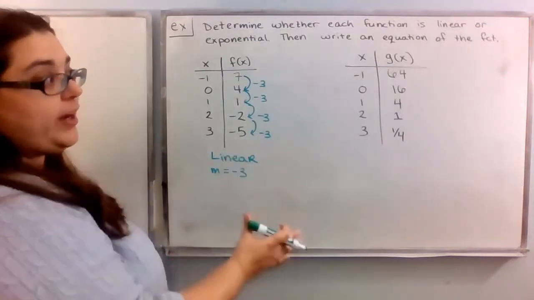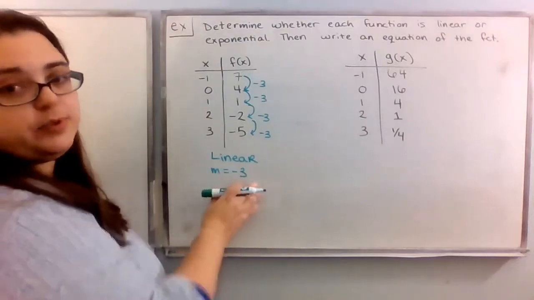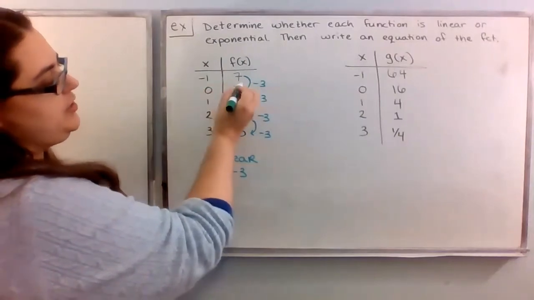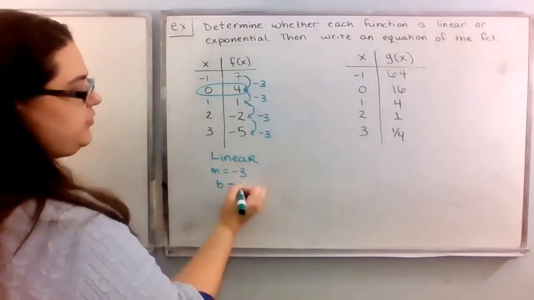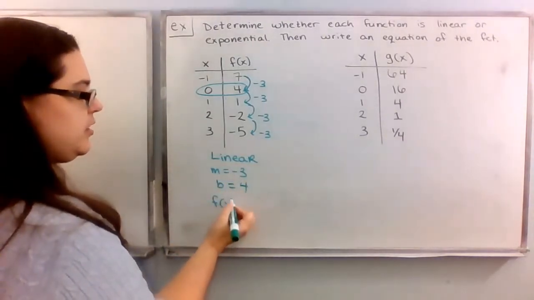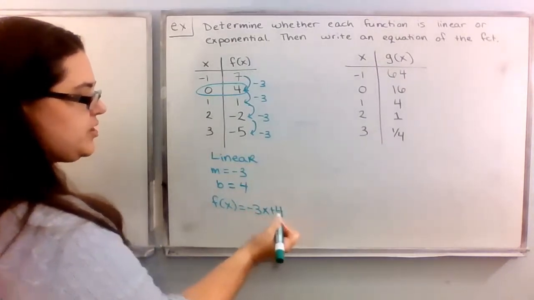For writing an equation of a function, for a linear function, if we know the slope and the y-intercept, we can write the equation. So fortunately, one of our x values here is a 0. So this is telling us our y-intercept is 4. So the equation for f of x is going to be -3x plus 4.